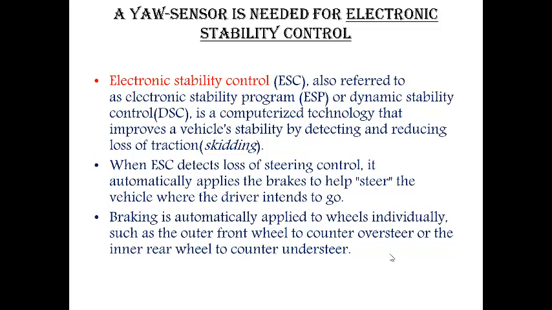It will automatically apply the brake to help steer the vehicle where the driver intends to go. Even if the driver is not in a position to control the car, and doesn't understand what is going on, in that time span itself the ESC will understand that the car is oversteering, that it is taking too much yaw, and it will control the car. Braking is automatically applied to wheels individually. There are four wheels, so brakes will be applied individually, such as the outer front wheel to counter oversteer or the inner rear wheel to counter understeer.